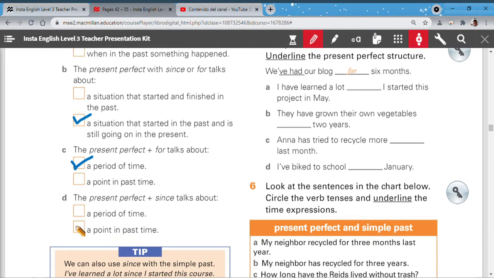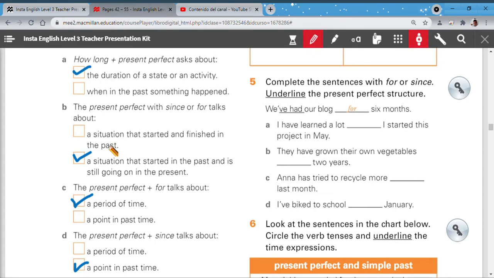A point. Exactly. When you use since, okay, you started here, no? It's a period of time. Okay, here you have the answers.